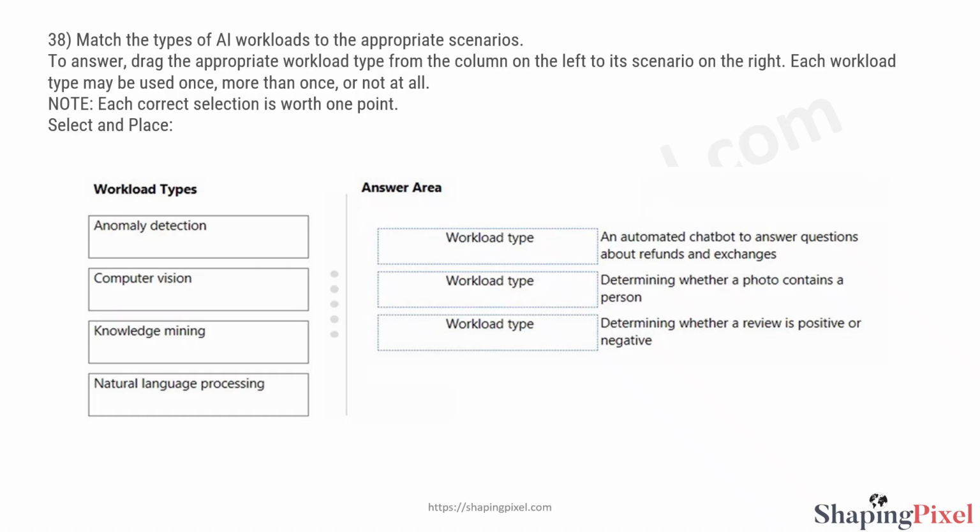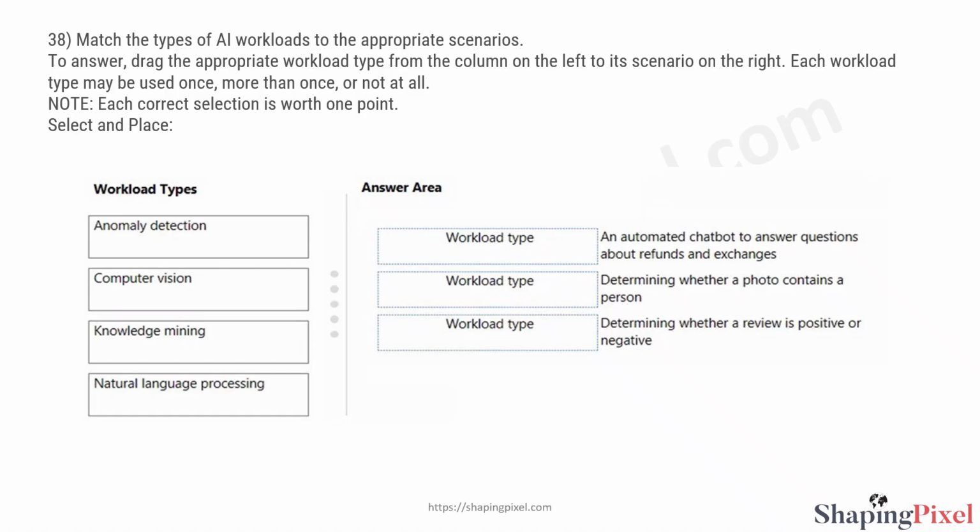Question number 38. Match the types of AI workloads to the appropriate scenarios. To answer, drag the appropriate workload type from the column on the left to its scenarios on the right. Each workload type may be used once, more than once, or not at all. Each correct selection is worth 1 point. So workload types we have anomaly detection, computer vision, knowledge mining, natural language processing.